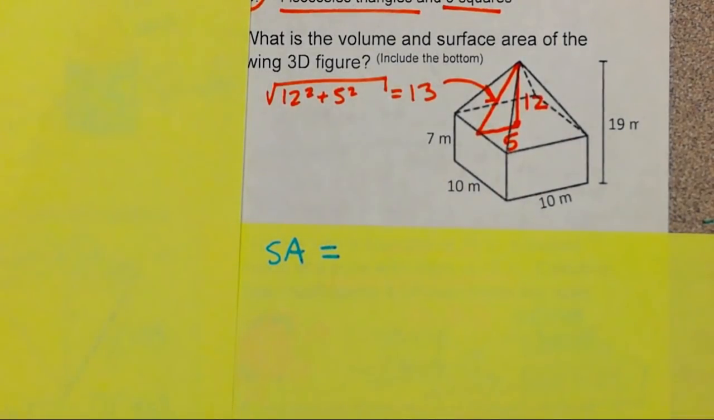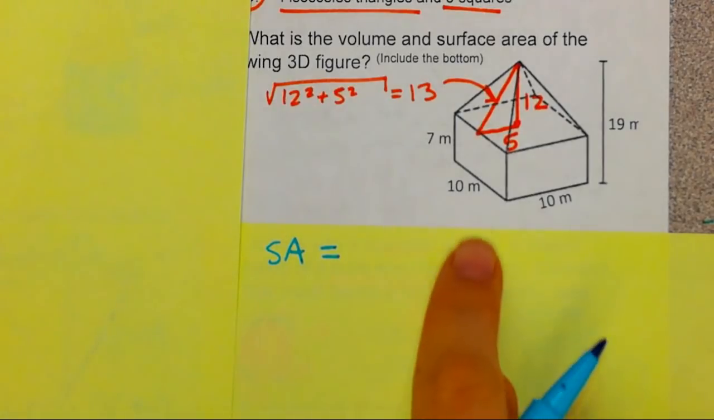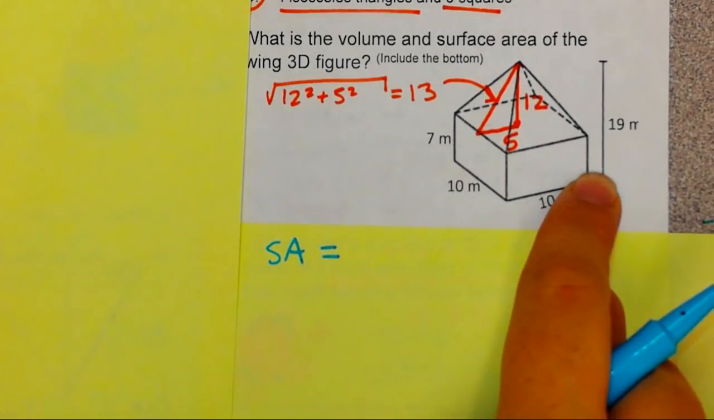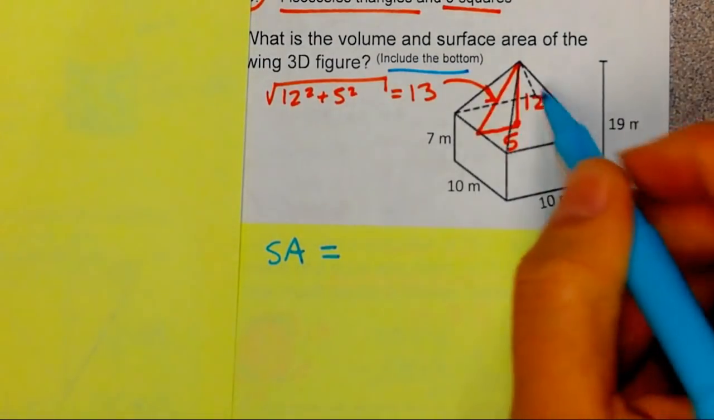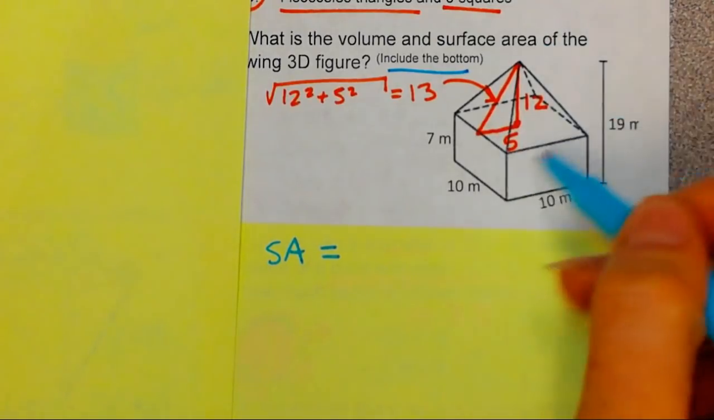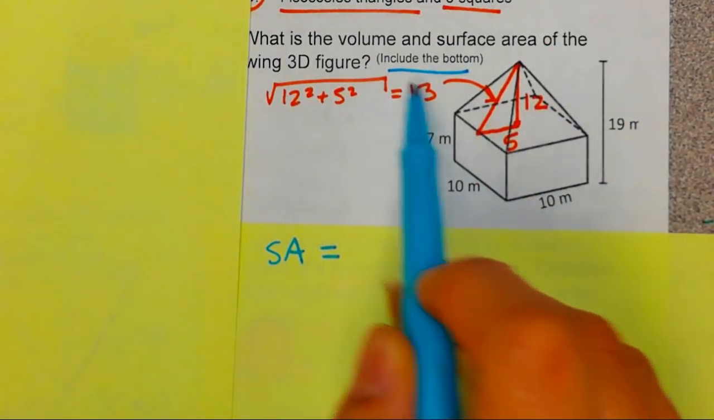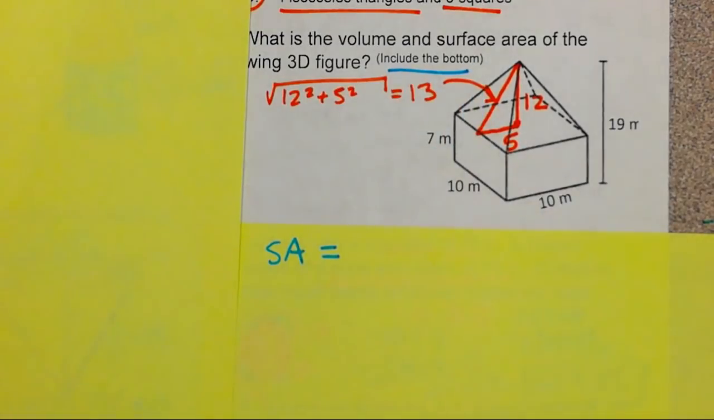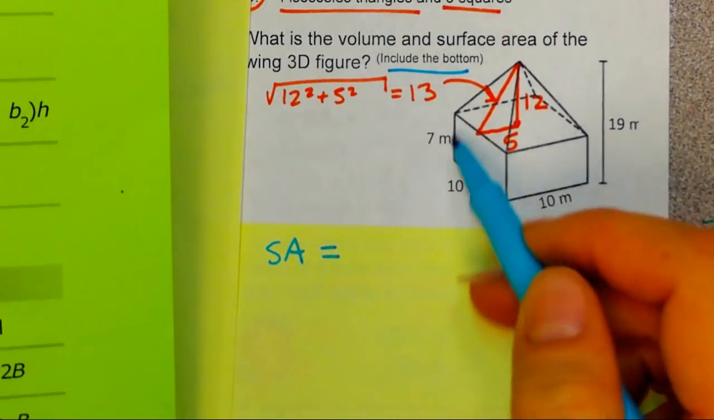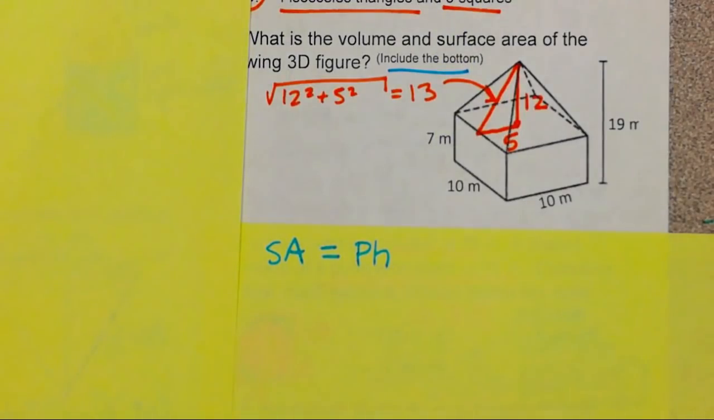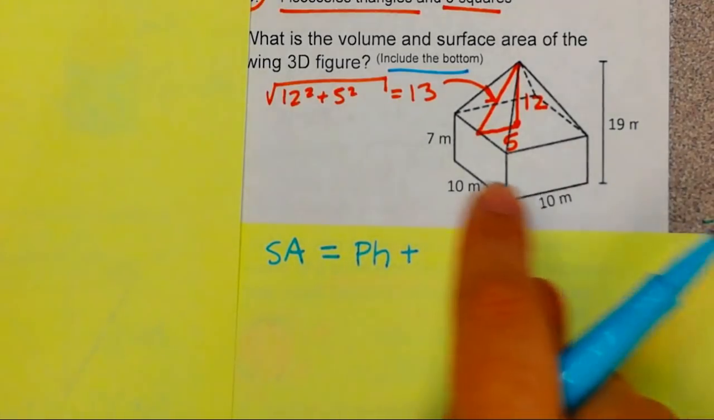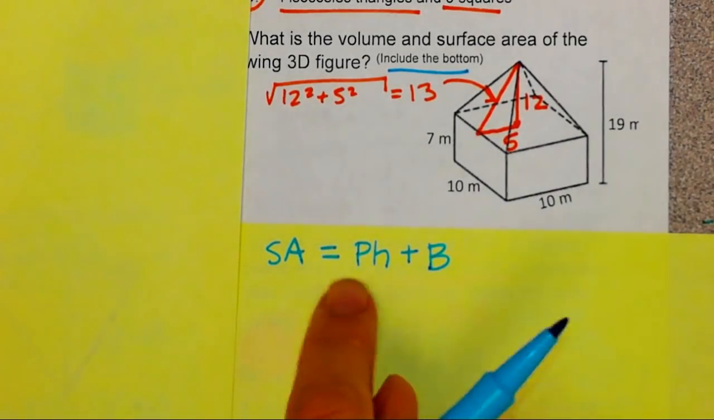Okay, so for surface area, we're going to need to add the area of anything that would be exposed on the prism plus everything that's exposed on the pyramid. So for the prism, it wants us to include the bottom. That means that we're going to include all of the lateral stuff for the prism, all of the sides, so that would be pH, using your formula chart. And then we're going to need at least one base from the prism.